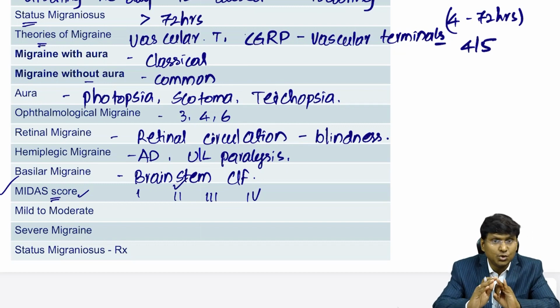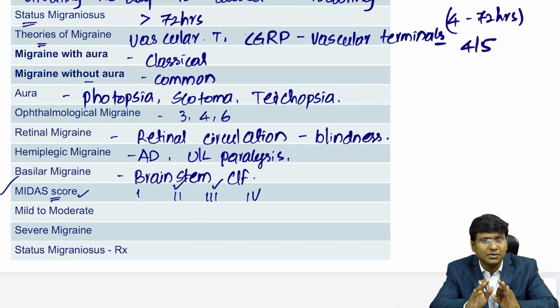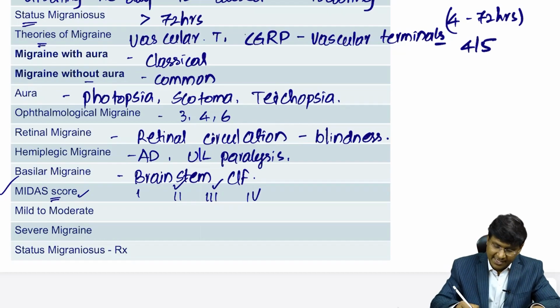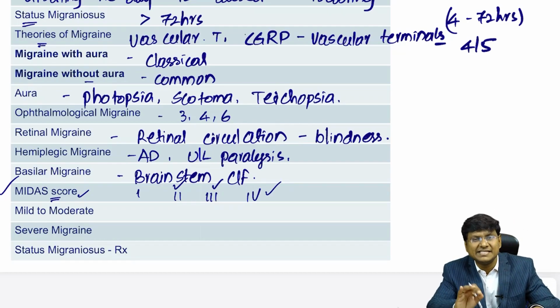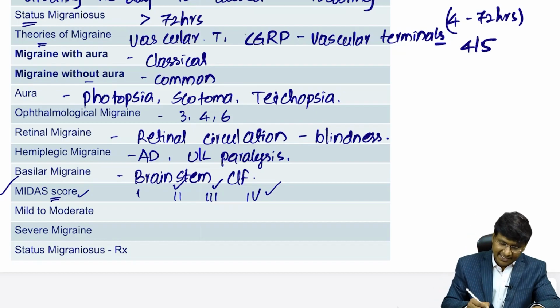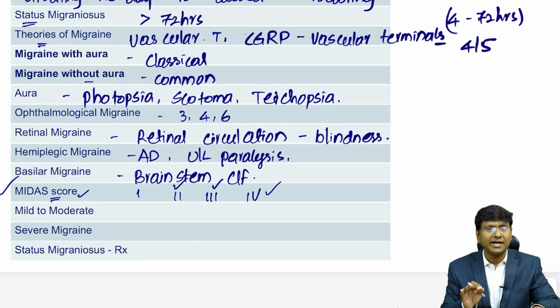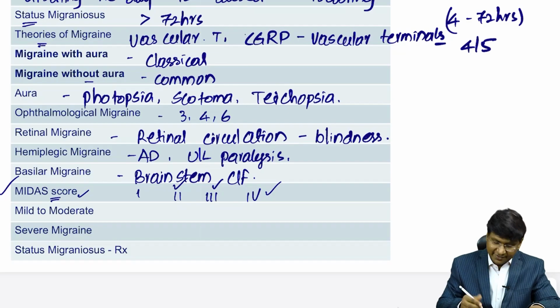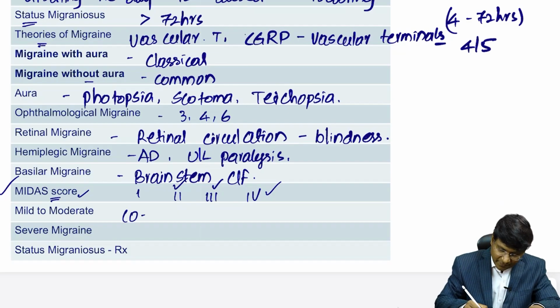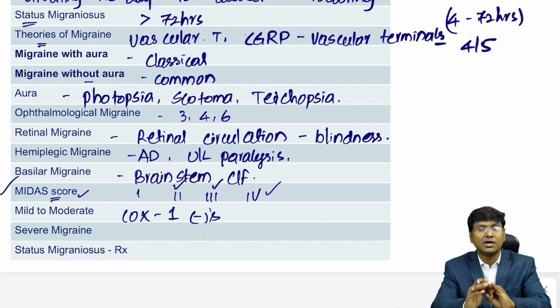Whereas in 2 is mild disability, and 3 is the score being around 11 to 20, moderate disability, and 4 is like severe disability where the score is more than 21. And in case of mild to moderate form of the migraine where the score is less than 20, the first line approach will be COX-1 inhibitors, right?